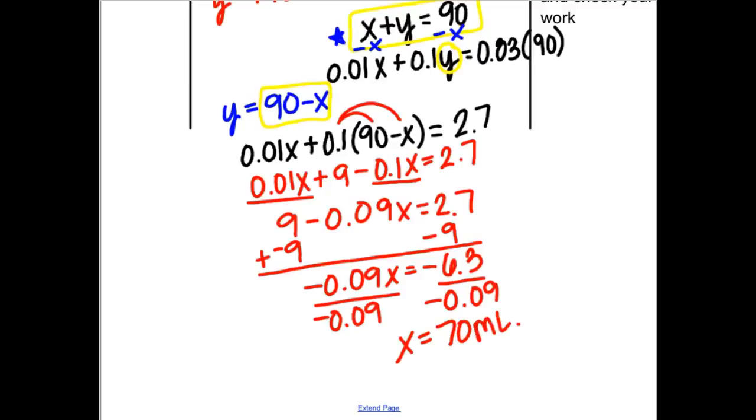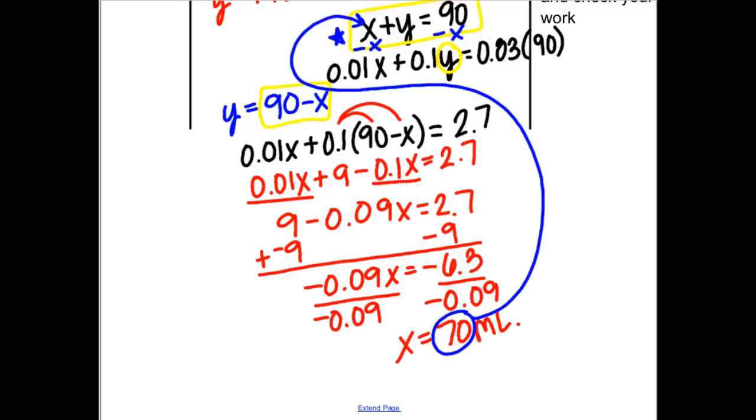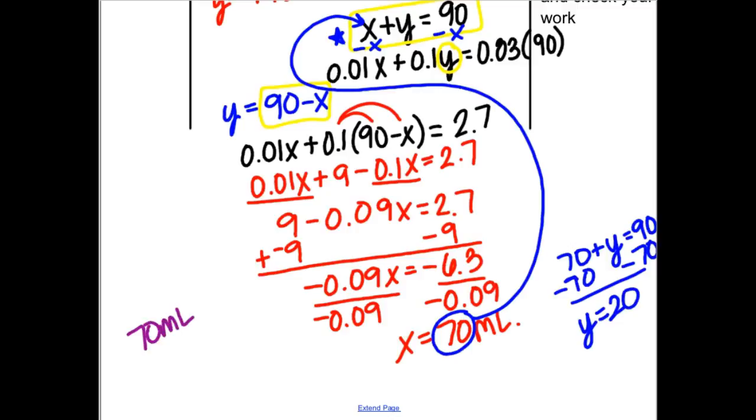I'm going to put in labels on the end. Now I take this and put it all the way back into here. So that means that 70 plus y equals 90. See why it's a better one to use from the beginning? Subtract that 70, and I get y equals 20. So how I want you to do this is to write your answer as: you need 70 milliliters of 1% solution and 20 milliliters of 10% solution.